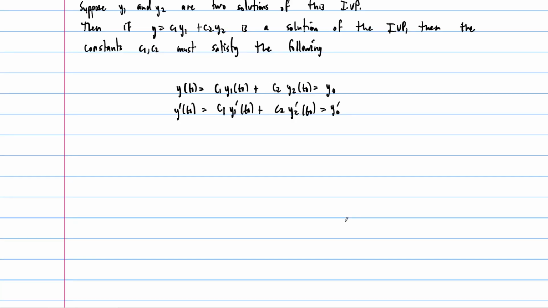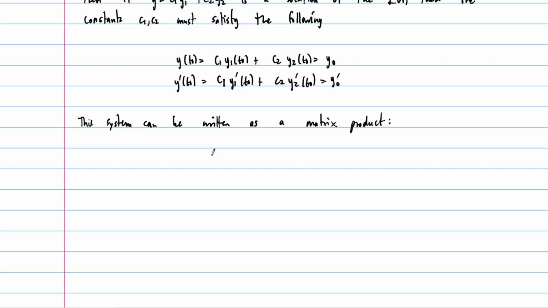All right, and this whole system now, if we ignore these two and just look at this half of the system, this system can be written in matrix form, as a matrix product. If we take the coefficient matrix here, I'm going to call it W. This is going to be y1 of t naught, y2 of t naught in the first row. In the second row, it's going to be y1 prime of t naught and y2 prime at t naught. The unknown constants form the vector here, C1, C2. And on the right-hand side are y0 and y0 prime.